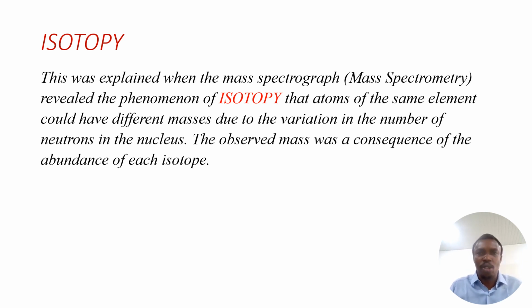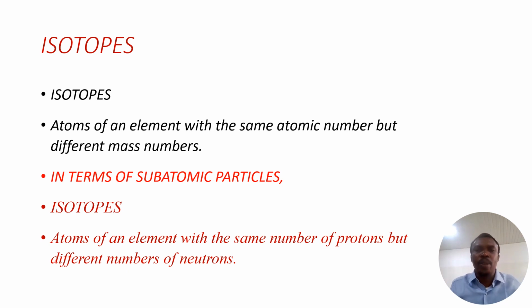In fact, it was mass spectrometry that revealed the phenomenon of isotopy, whereby atoms of the same element will have different masses, with the same atomic number, or with the same number of protons. So what was observed was a consequence of the abundance of each of the isotopes. So from mass spectrometry as an analytical technique, we were able to discover isotopes.